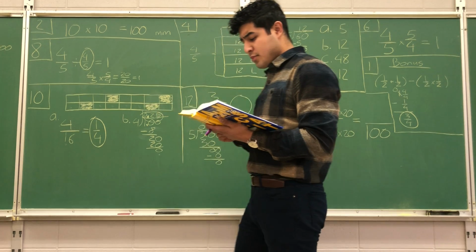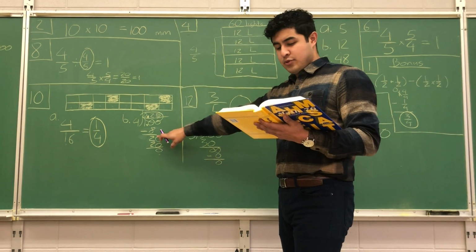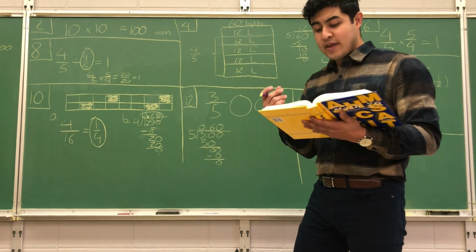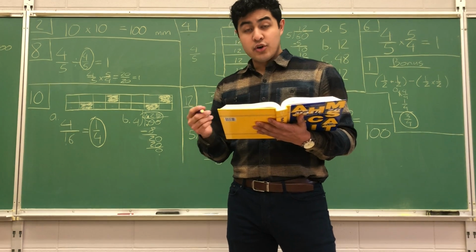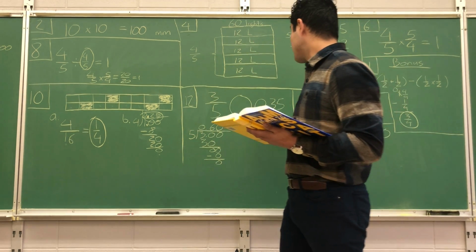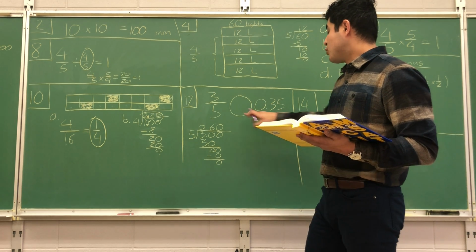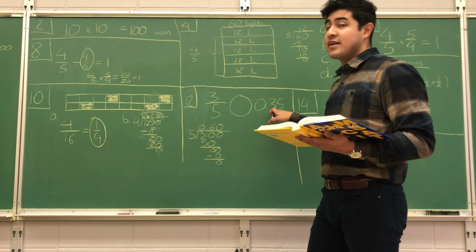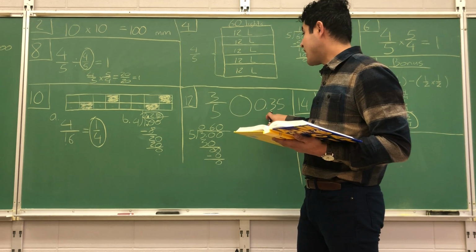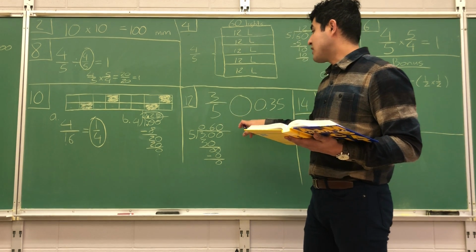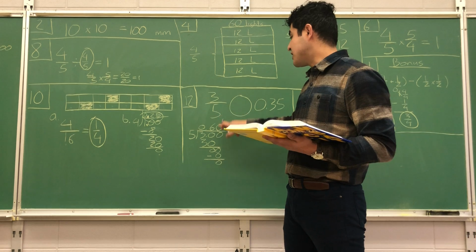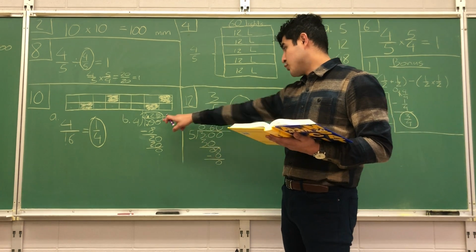All right, let's go on to number 12. We're going to do a little bit of the same thing we did here. We're going to compare 3/5 and 0.35. Okay, so we've got 3/5 and we're comparing it to 0.35. Now, one's a fraction and one's a decimal. We could either change the decimal into a fraction or the fraction into a decimal. In this case, I changed the fraction into a decimal simply by doing what we did there.